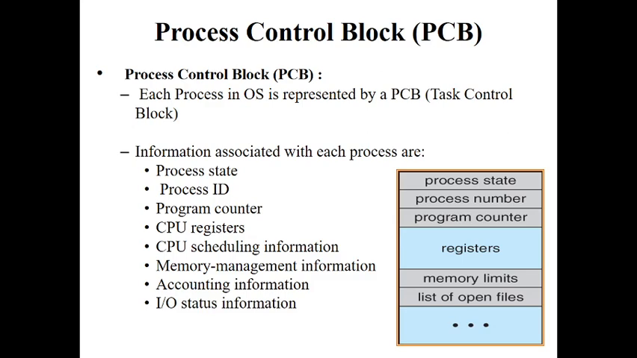Next is the program counter. Now the program counter is a kind of pointer which points to the address of the current instruction being executed. Say for example, suppose there are 5 lines of code in a program or a process. Now suppose the CPU is executing the third instruction. So the program counter will point to the address of the third instruction. That is the meaning of the program counter.